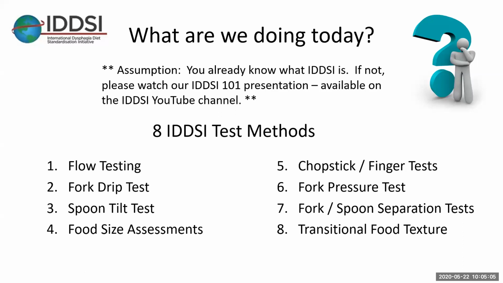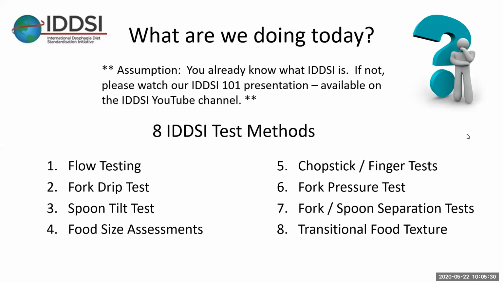The test methods we are going to cover today are flow testing, fork drip test, the spoon tilt test, food size assessments, chopstick and finger tests, the fork pressure test, the fork spoon separation test, and transitional food texture test.